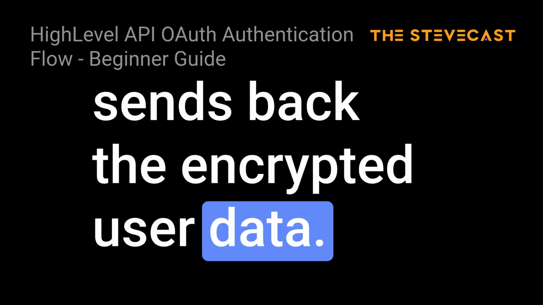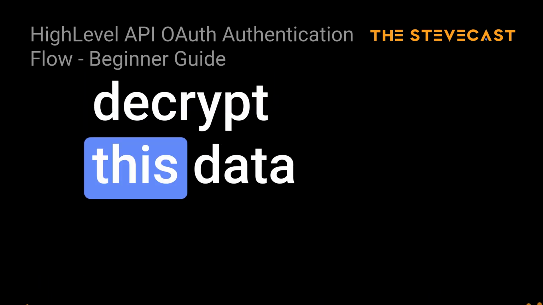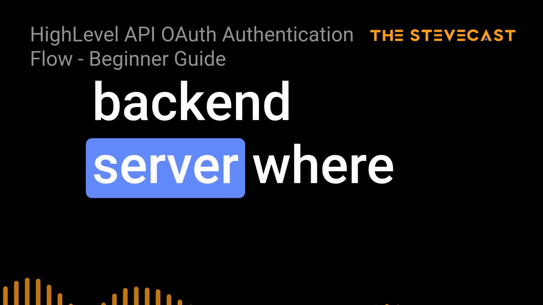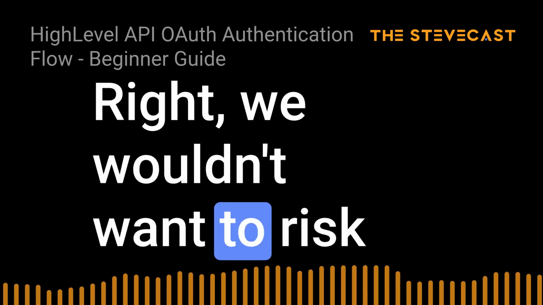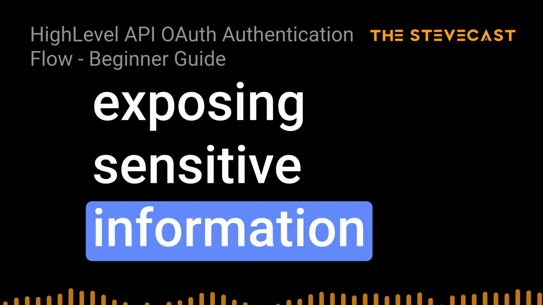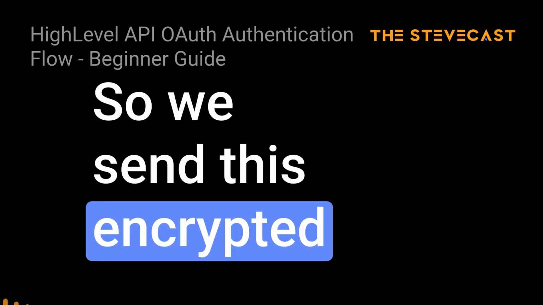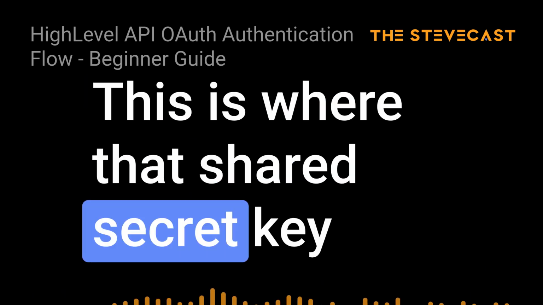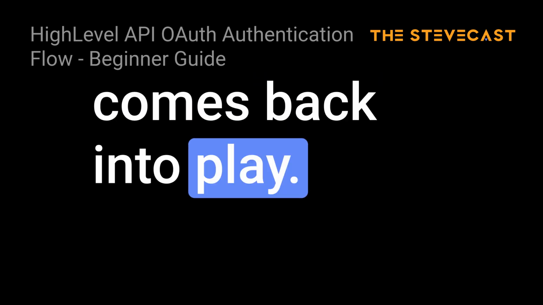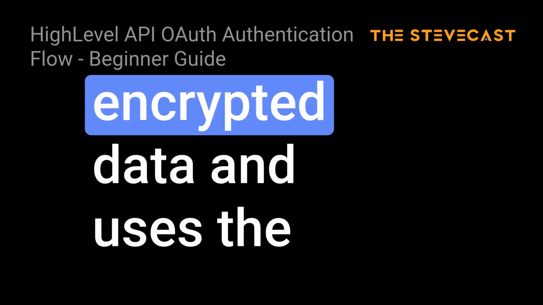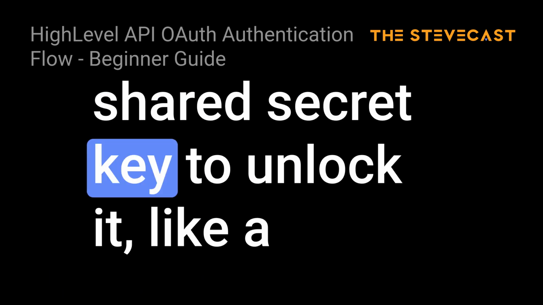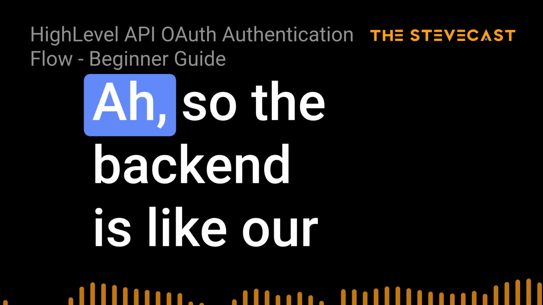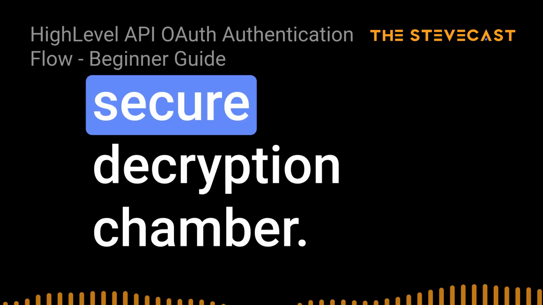encrypted user data. But remember, we can't decrypt this data directly on the front end. We need to send it to our app's backend server where it's safe and secure. Right, we wouldn't want to risk exposing sensitive information in the user's browser. So we send this encrypted package to our backend. What happens then? This is where that shared secret key comes back into play. Your backend server receives the encrypted data and uses the shared secret key to unlock it, like a digital key opening a high-security vault. Ah, so the backend is like our secure decryption chamber.